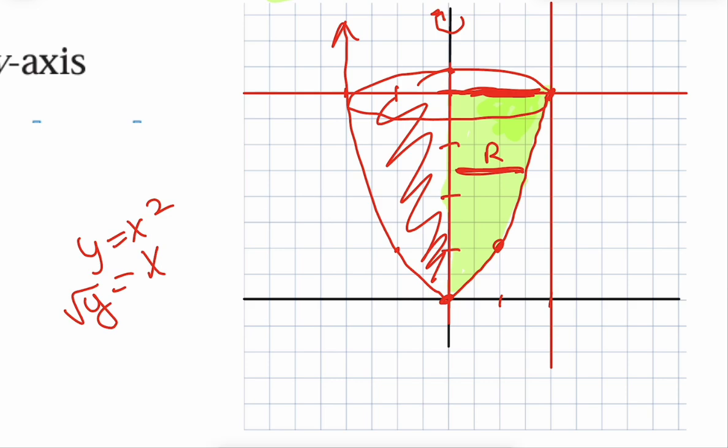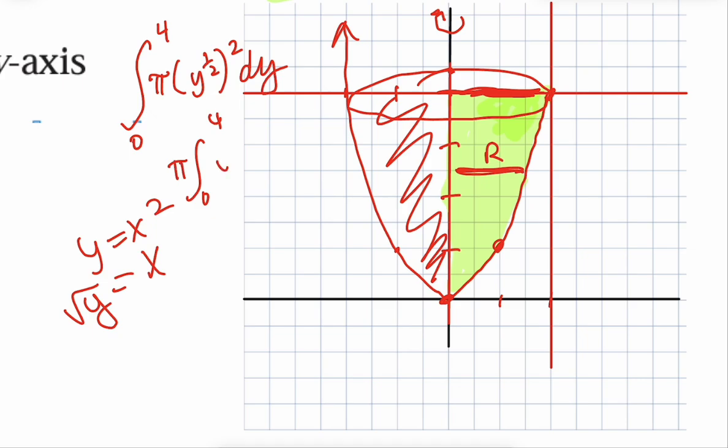Okay. So it would be from a height of 0, because we're doing y's, to a height of 4 of pi y to the 1/2 squared dy. So if you're rotating about the y, you make your equation in terms of y. If you're rotating about the x, you make your equation in terms of x. Okay, and the 1/2 power squared is great because it just becomes a y.